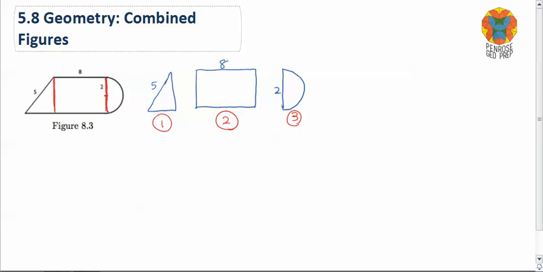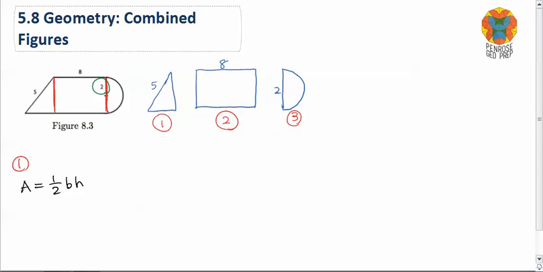Let's start out with the triangle. Refer to the formula or equation sheet to find the formula for the area of a triangle. You should find that the area equals 1/2 times the base times the height. Unfortunately, this diagram doesn't directly give us the height nor the base of the triangle. But if you look at the semicircle, you can see that the radius of the semicircle is 2, which makes its diameter 4.